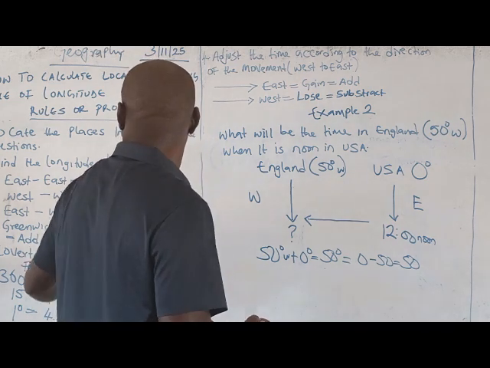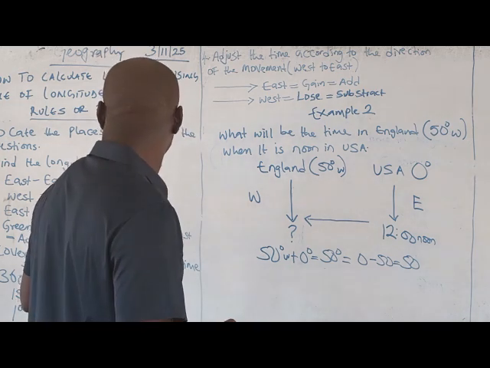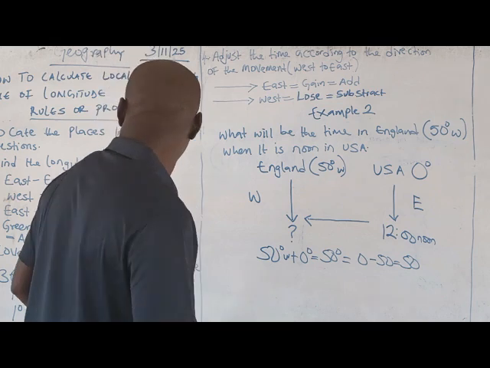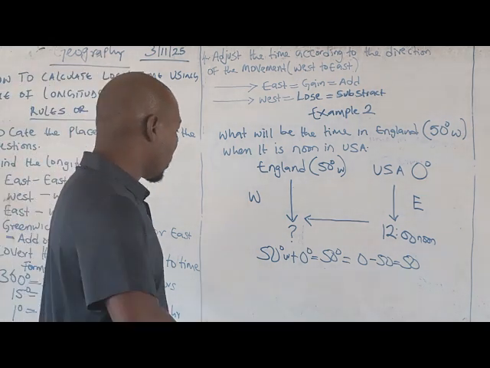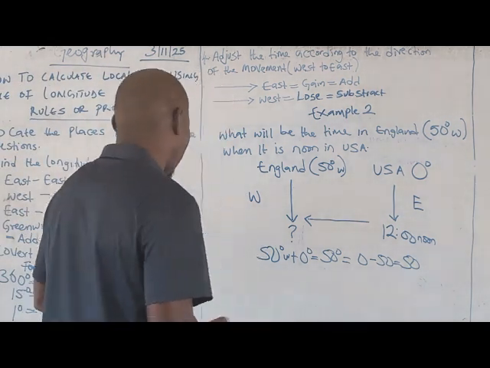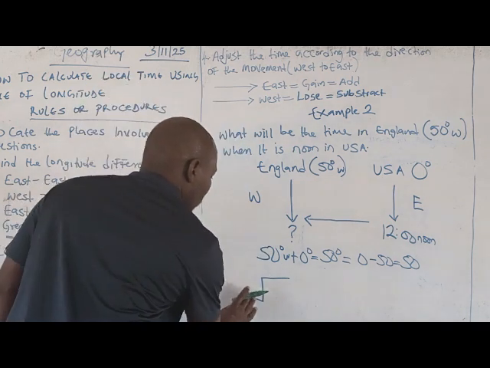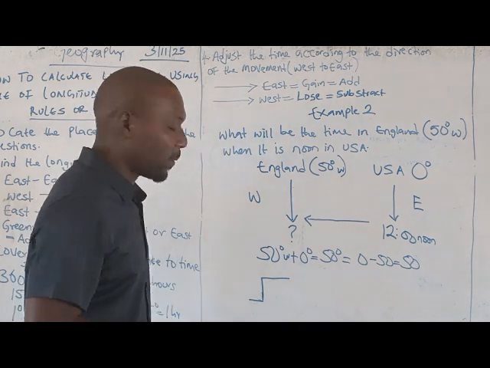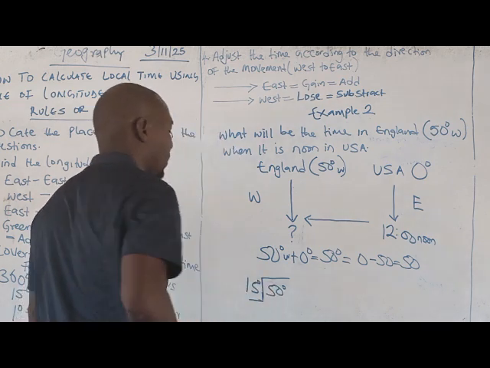So now, rule number 3, they say that we should convert the longitude difference to time. And what is converting the longitude difference to time? They say for every 15 degrees we have 1 hour, and for every 1 degree we have 4 minutes. So now what we have to do is divide. We say 50 degrees over 15.